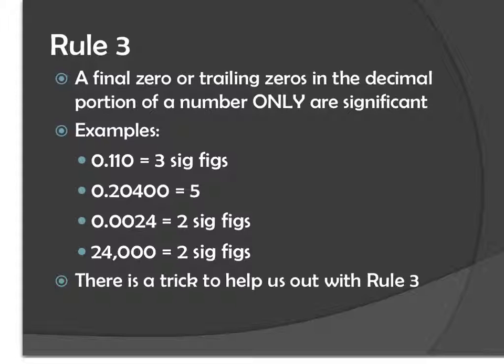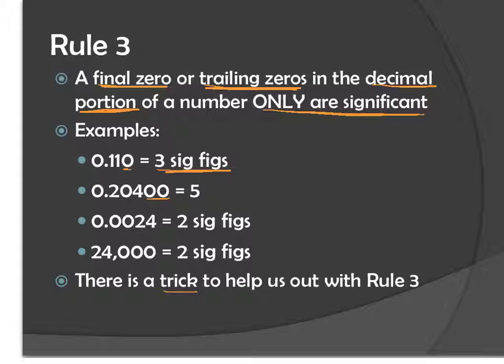Rule number 3 is probably the trickiest of the 3. And I'm going to tell you about a trick here in a little bit, so just bear with me for a second. Rule number 3 basically says, and you'll hear this said a couple different ways, that whenever we have a final 0, so that means a 0 that comes at the end, you could also refer to it as a trailing 0, in the decimal portion of a number, those are only going to be significant. So whenever we have a 0 at the end of the decimal portion of a number, they will be significant. So if we look at a number like 0.110, it's going to have 3 sig figs.